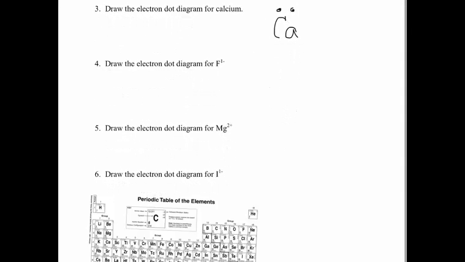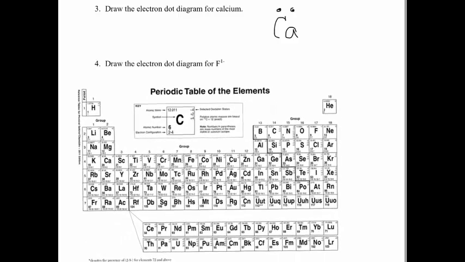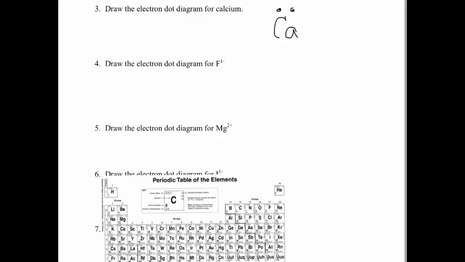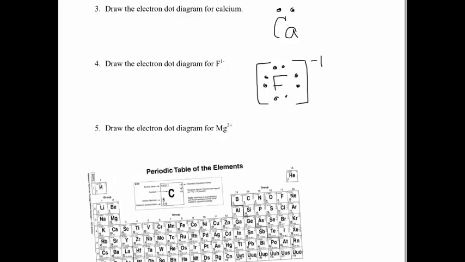Now we have some ions. We have F with a 1 minus. Since it's negative, it must have gained negative charges or electrons. Normally, fluorine has 7 valence electrons. Now it's going to have 8. So we have our fluorine, 1, 2, 3, 4, 5, 6, 7, 8. And it actually is going to need brackets with the charge. And you could do 1 minus like it is over here, or minus 1. It's interchangeable.